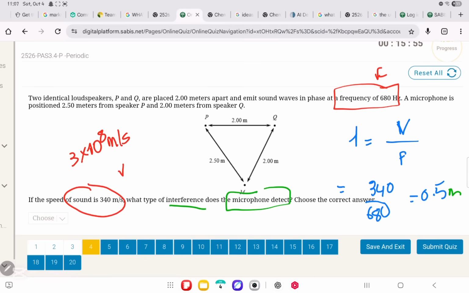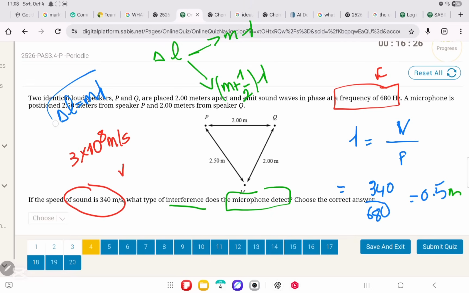Now, they ask what type of interference the microphone detects. How can we know if it's constructive or destructive? Very simply, by finding the path difference. If we find the path difference, we can know if it's constructive, it will be m lambda, or destructive, it will be m plus half, all of it times lambda. So let's take the general equation, which is delta L is equal to m lambda, and substitute. How do we find delta L?